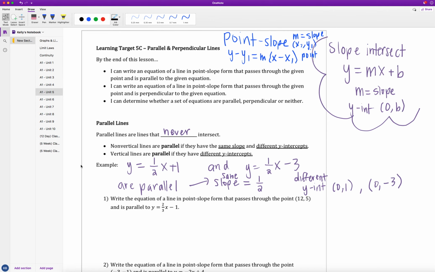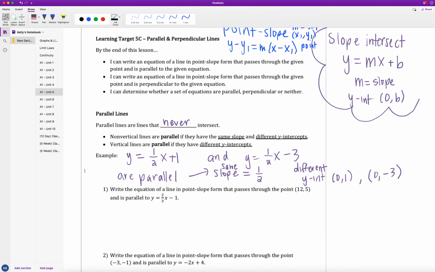In our first example, it says write the equation of a line in point-slope form that passes through the point (12, 5) and is parallel to the line y equals 2/3 times x minus 1. A couple of things we want to highlight here. We're going to talk about lines that are parallel. They also want me to write it in point-slope form. So I'm going to start by writing the general equation for point-slope form: y minus y1 equals m times the quantity x minus x1. That would be our general point-slope form.